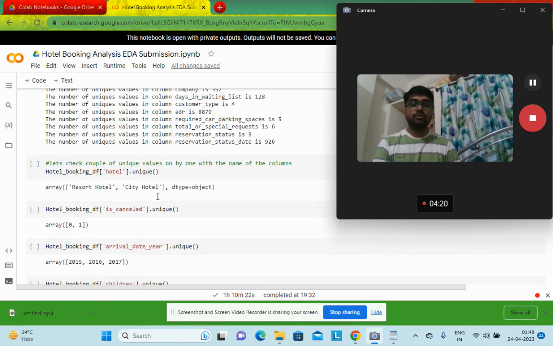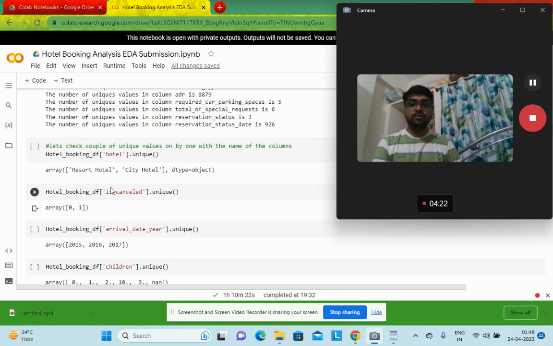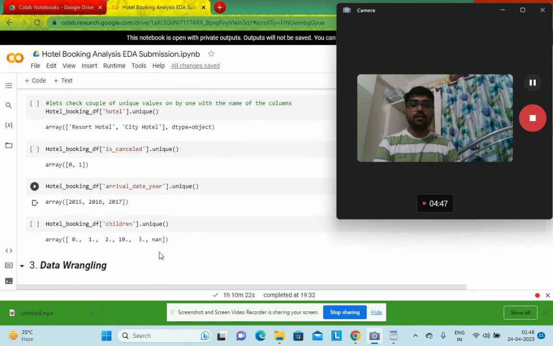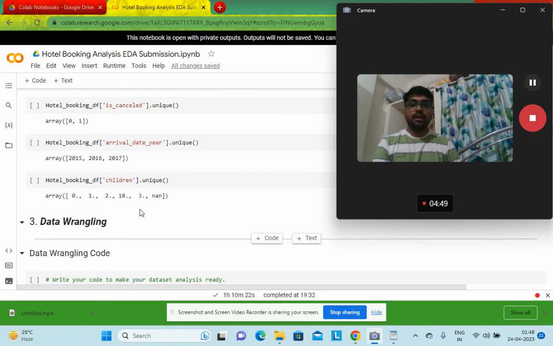I have also checked some of the columns individually. The unique values under column hotel are resort hotel and city hotel. The unique values under the is_cancelled column are 0 and 1. The unique values under the arrival date year column are 2015, 2016, 2017. Similarly for children. Next, data wrangling.